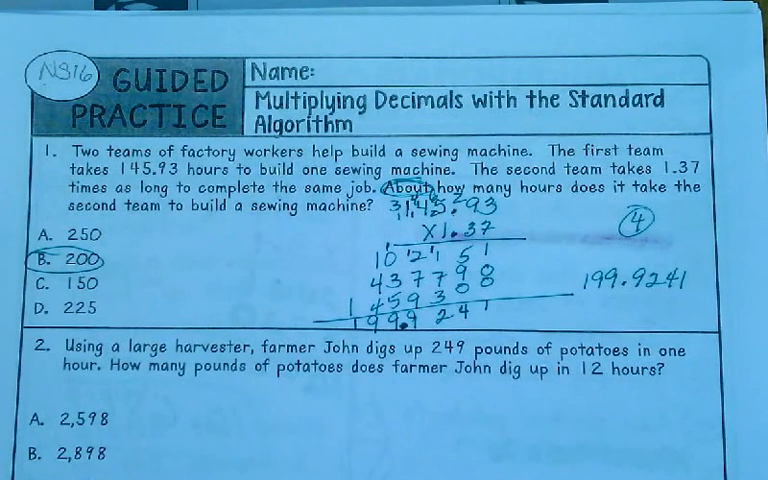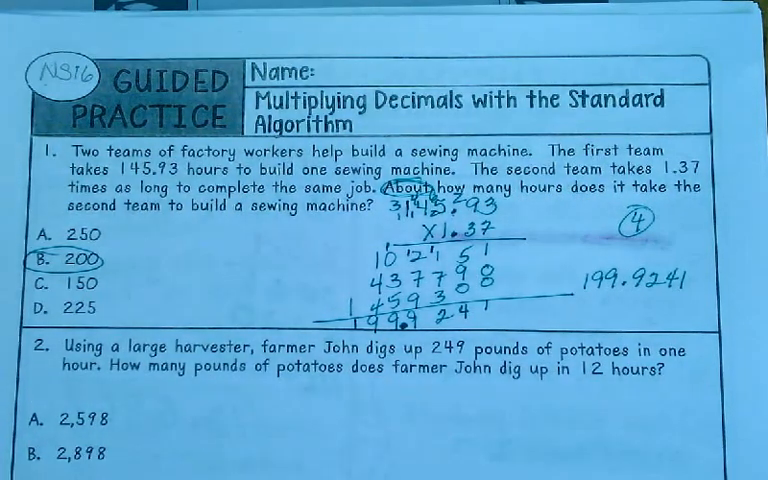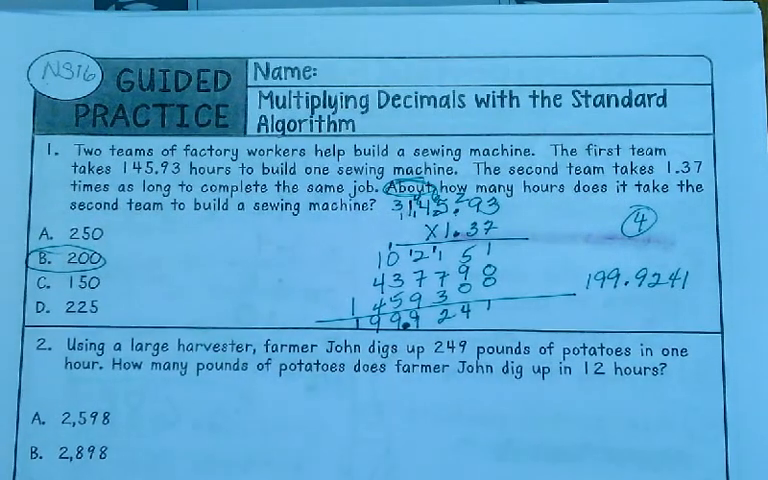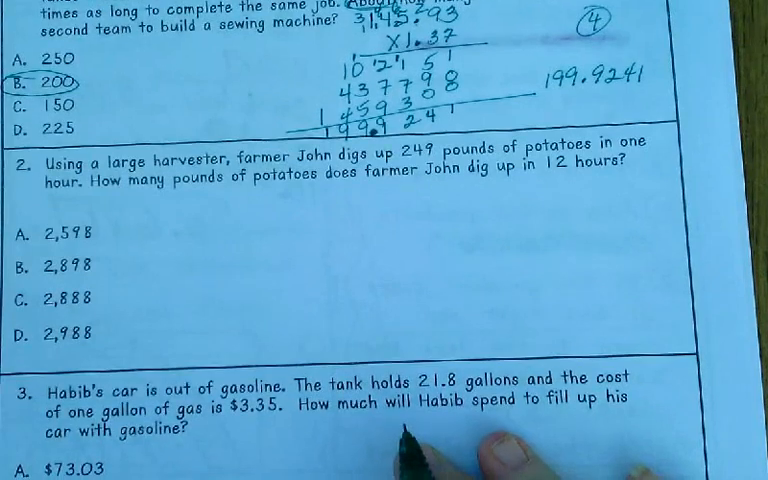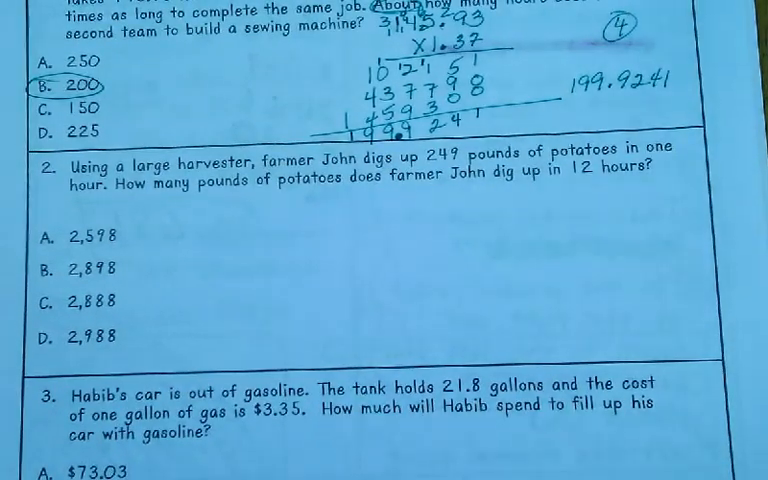Number 2, something that you guys know absolutely nothing about because you don't live anywhere near farmers. Using a large harvester, Farmer John digs up 249 pounds of potatoes in 1 hour. How many pounds of potatoes does Farmer John dig up in 12 hours? So that means we have to divide? This is all multiplied. 249 times 12.